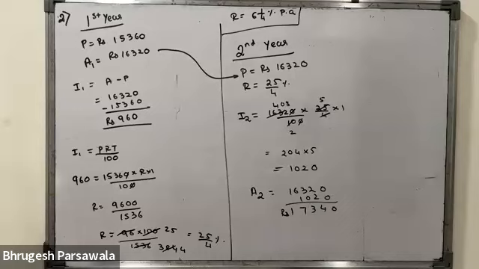Okay. Type 8 now. We shall begin solving type 8. Underline type 8. Amount for 2 consecutive years is given.